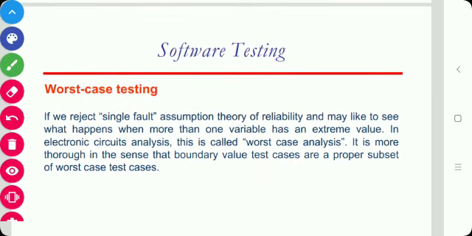And the last is worst case testing. In worst case testing, we reject the single fault assumption. That means when more than one variable has an extreme value, that testing is called worst case testing. Here all the variables have an extreme value, so that testing is called worst case testing.